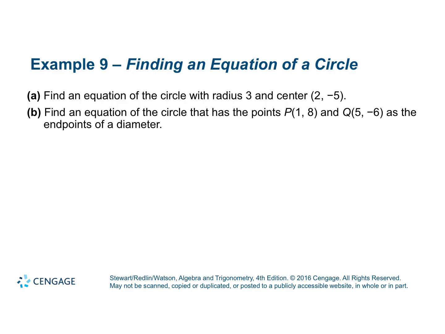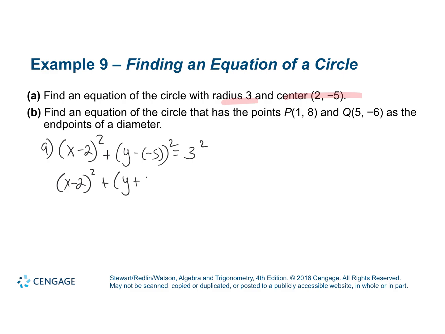So here they want us to find an equation of a circle with the radius 3 and a center 2, negative 5. So they already tell us the radius and they already tell us the center. So for A, I'm just going to go ahead and plug in x minus 2 squared plus y minus negative 5 squared equals 3 squared. So the equation for the circle is x minus 2 squared plus y plus 5 squared equals 9. So there, we already answered A, and you keep going.